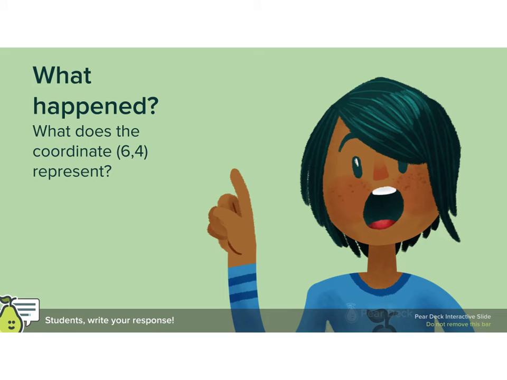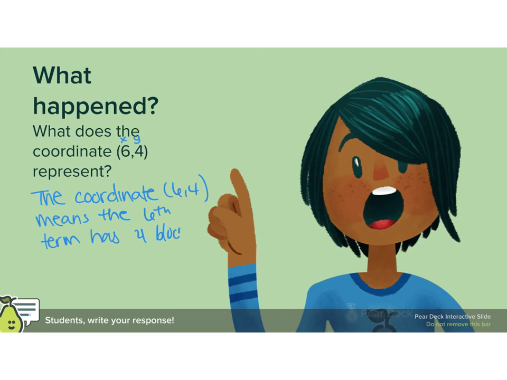Okay, so what does the coordinate (6, 4) represent? Just like yesterday, remember the first one is x, the second number is y. The coordinate (6, 4), make sure you have parentheses and a comma, represents that the 6th term has 4 blocks. That's it.